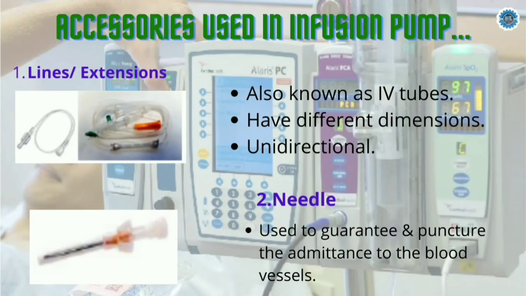In this slide, we are going to see what are the accessories used in infusion pump. Lines and extensions. These extensions, also known as IV tubes, come in different lengths and diameters. These lines are unidirectional extensions and consist of a valve in order to prevent backflow. Needles. This needle is used to guarantee the puncture and admittance to the blood vessels.